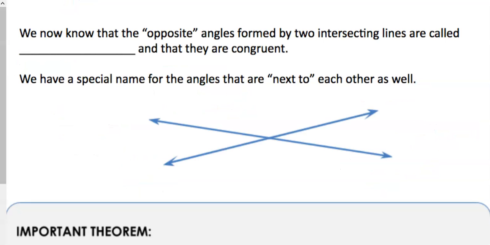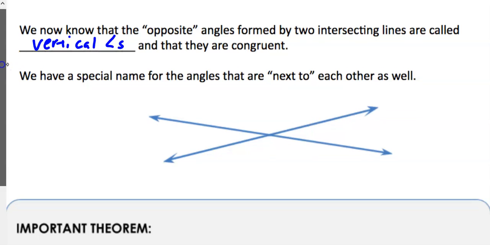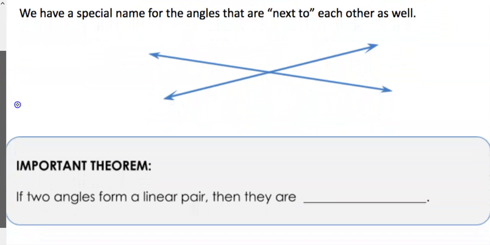All right, now we actually talked a little bit about this in the first day of notes. Okay, let's read through this though. We now know that opposite angles, or angles across from or diagonal to each other, formed by two intersecting lines are called vertical angles, and they are congruent. We also have a special name for angles that are next to each other. Okay, and this is what we talked about a little bit in the last example, a linear pair.